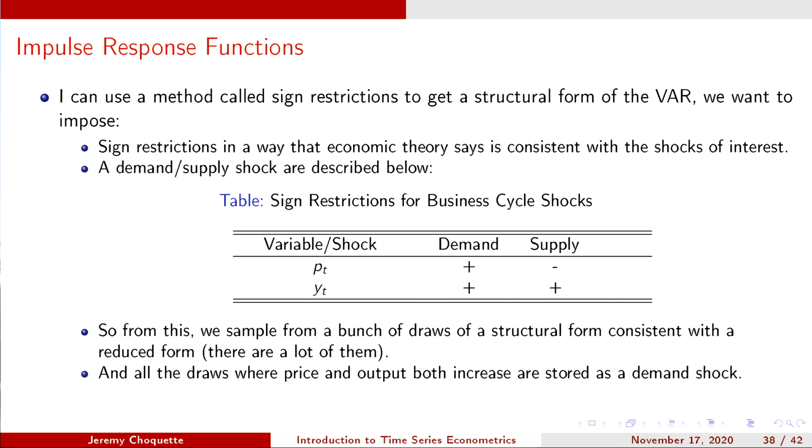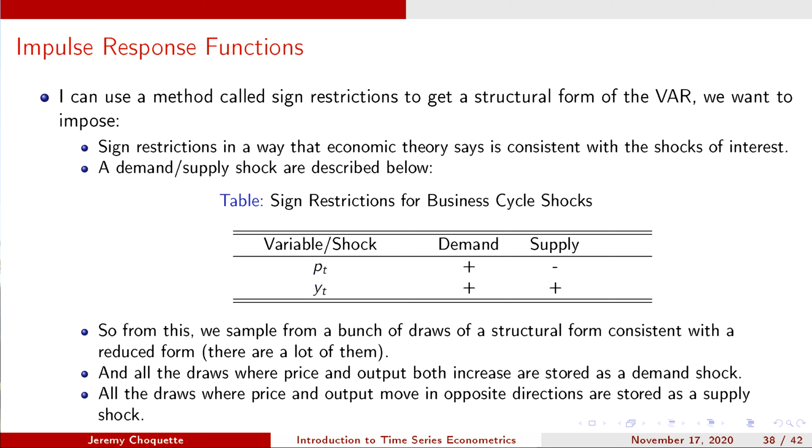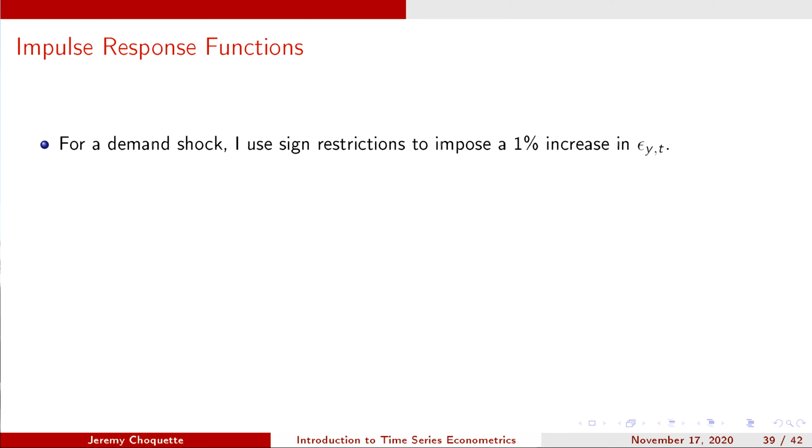All these draws where output and price increase are stored as a demand shock, right? We just draw, go, hey, demand shock, cool. Throw it back in the pile, go back to the pile, grab another one, see what it does, right? And if everything's moving in the same direction, then it has to be a demand shock. Output and price move in opposite directions, on the other hand. When I make that draw, I store it as a supply shock instead.